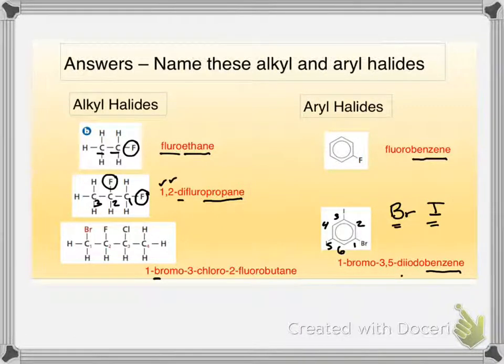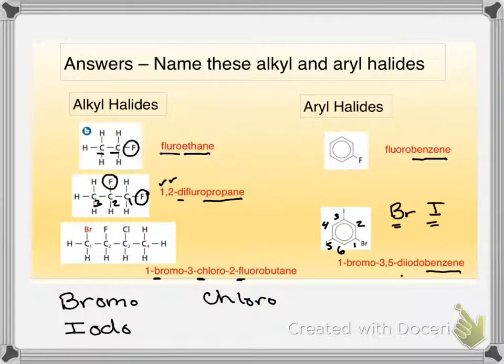Now notice B, then C, then F. We always write it in alphabetical order. So if you have a Br, we call it bromo. If you have an I, we call it iodo. If you have a Cl, we call it chloro, and if you have an F, we call it fluoro.